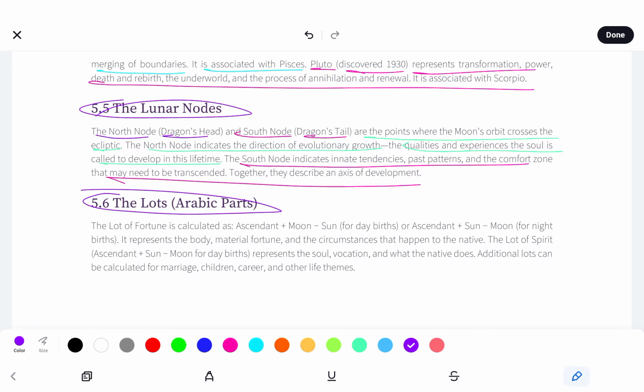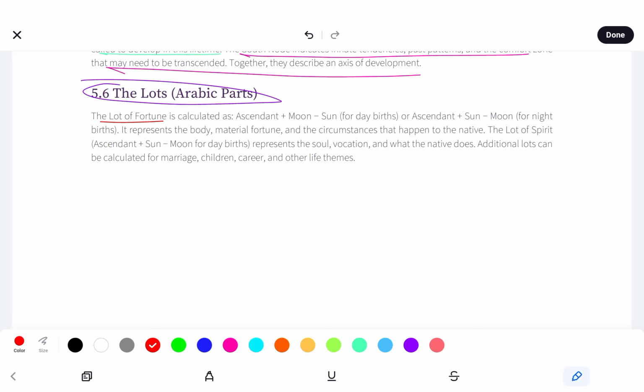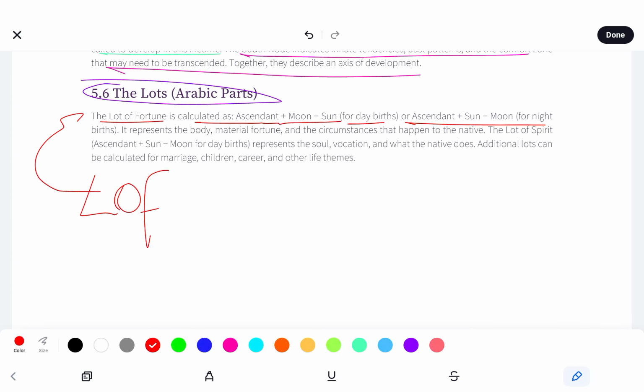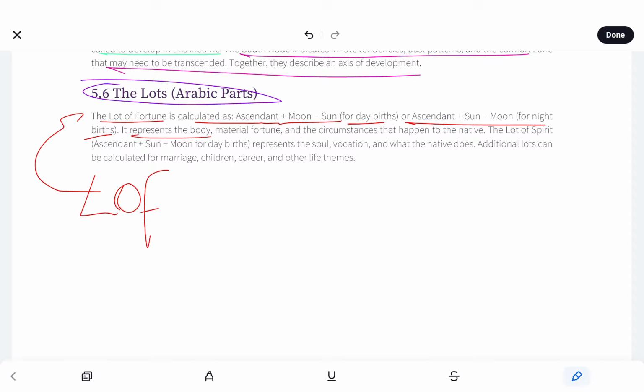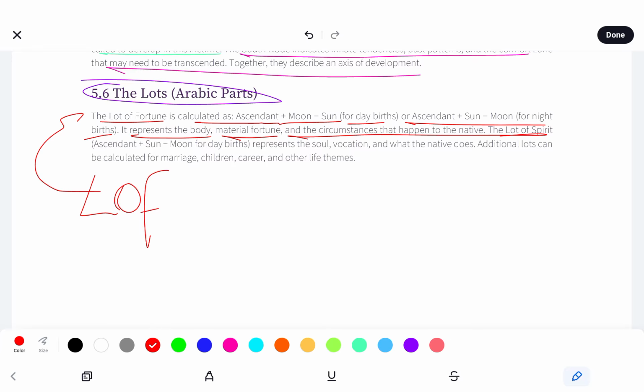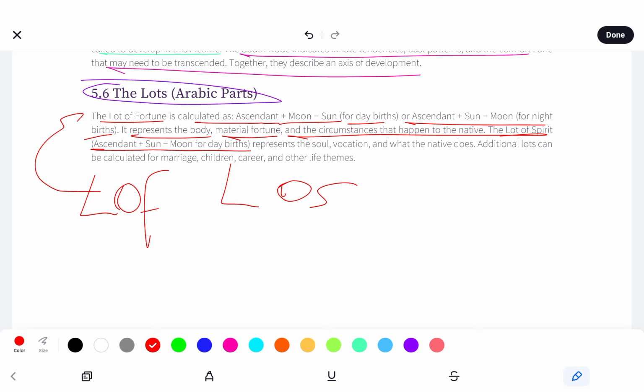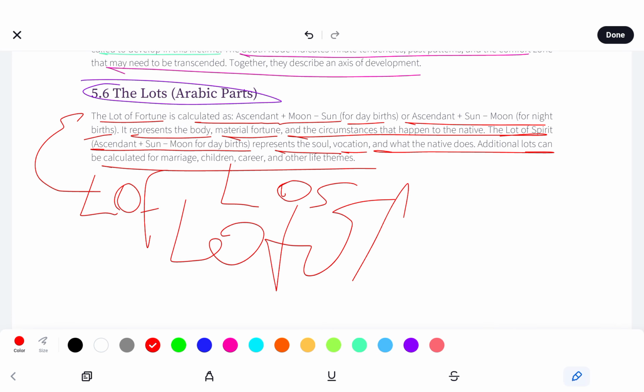The lots, or Arabic parts. So the Lot of Fortune, or LOF, is calculated as the ascendant plus the moon minus the sun for day births, or the ascendant plus the sun minus the moon for night births. It represents the body, material fortune, and the circumstances that happen to the native. The Lot of Spirit, or LOS, is the ascendant plus the sun minus the moon for day births, and it represents the soul, vocation, and what the native does. Additional lots can be calculated for marriage, children, career, and other life themes. So we say lots, or the Arabic parts.